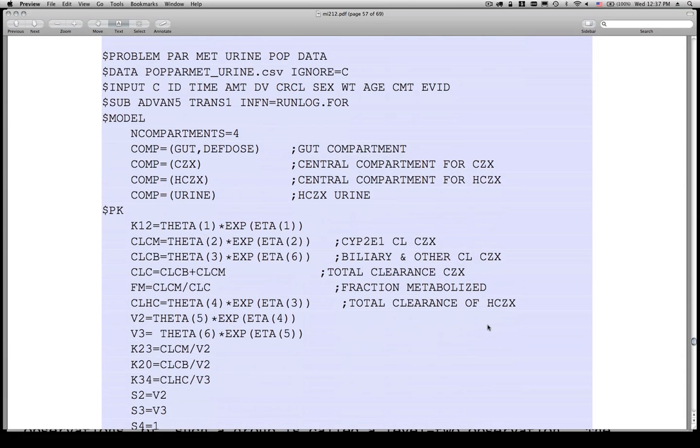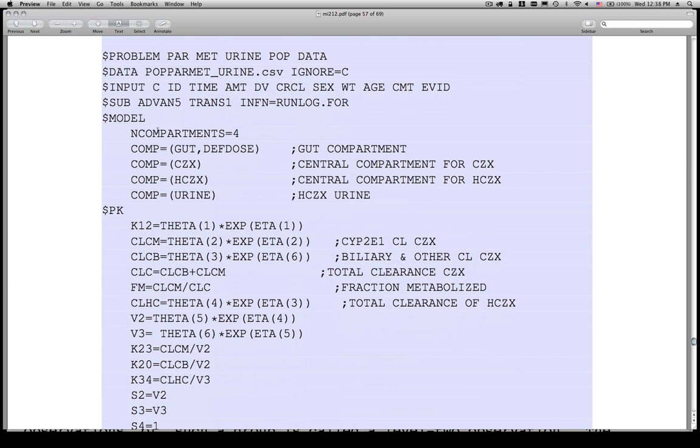And here's the NM-TRAN code for this model. So everything else is the same as before, except now we have urine collection data in the dependent variable column. An additional compartment as well. Again, remember, you could ignore this INF and, in fact, comment it out. This is really only relevant for some of the work we were doing in NONMEM 6.